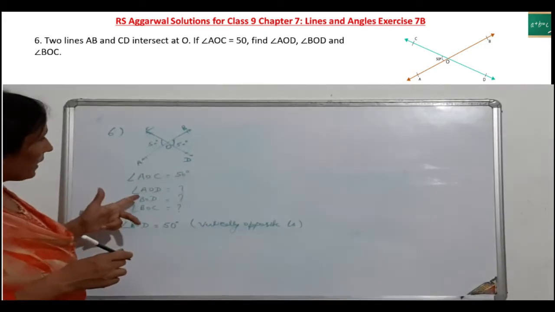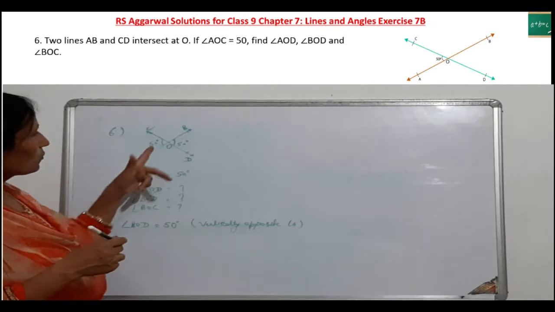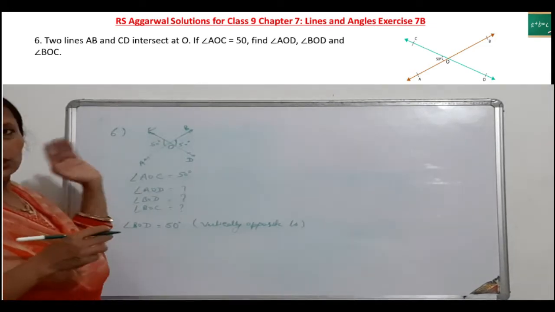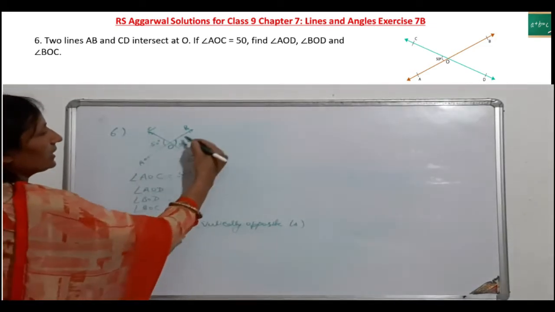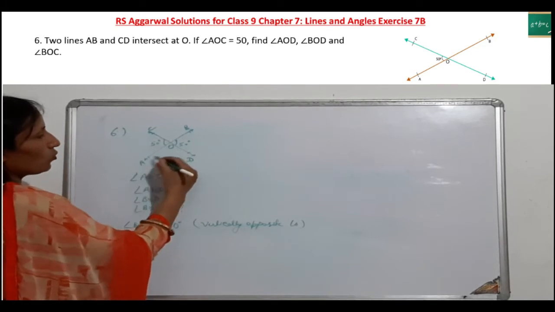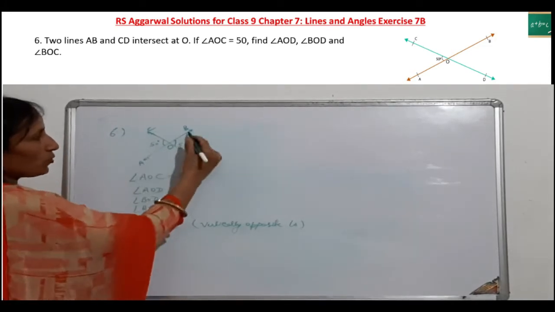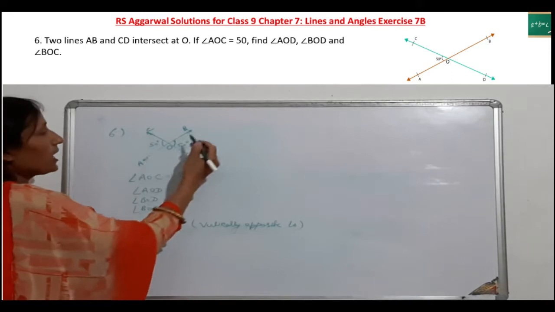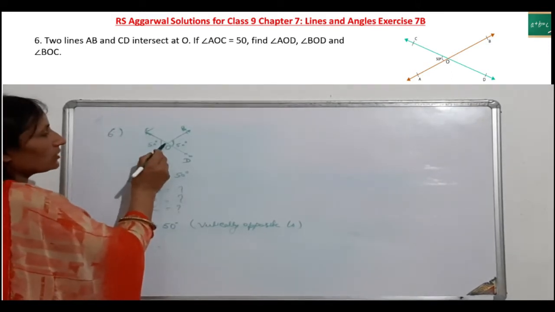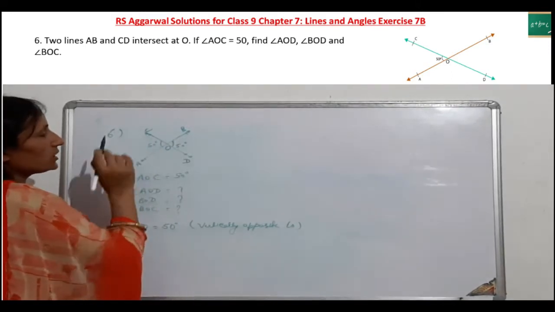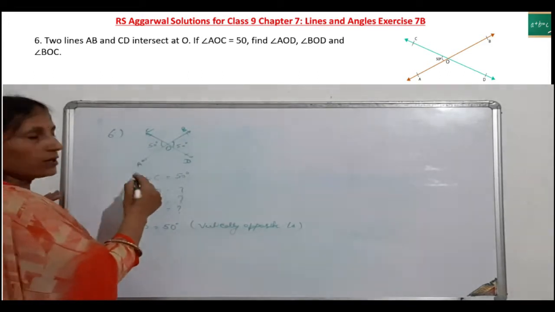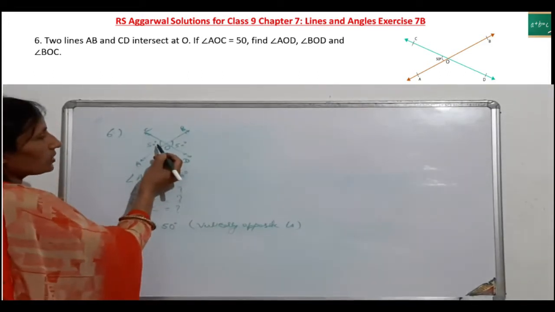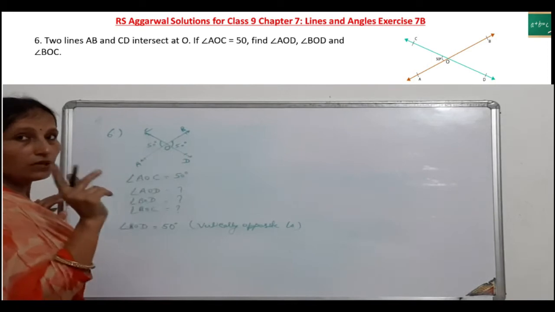Now we have to find angle BOC also. Now you can see here, this is a line AB. There are two rays OA and OB, and these two rays are opposite rays. And then one ray OC is standing on this line AB. So here it is forming a linear pair. So if it is forming a linear pair, the sum of this angle and this angle will be 180 degrees.